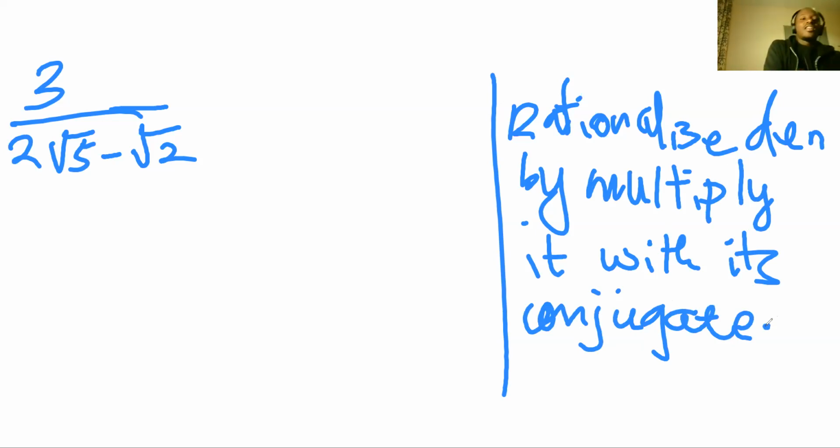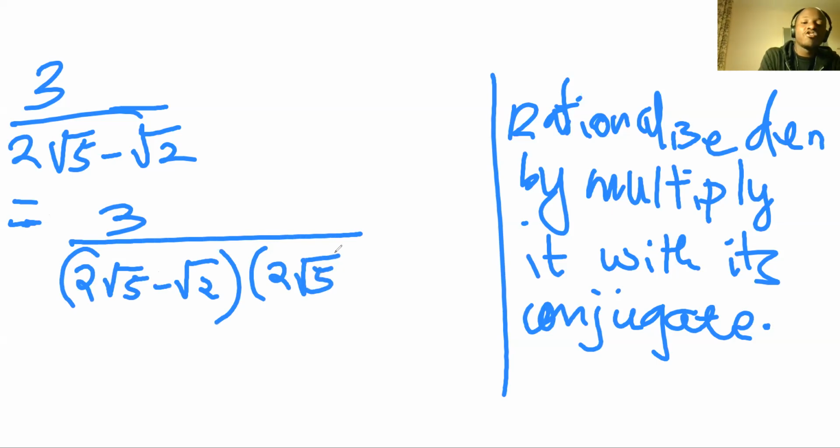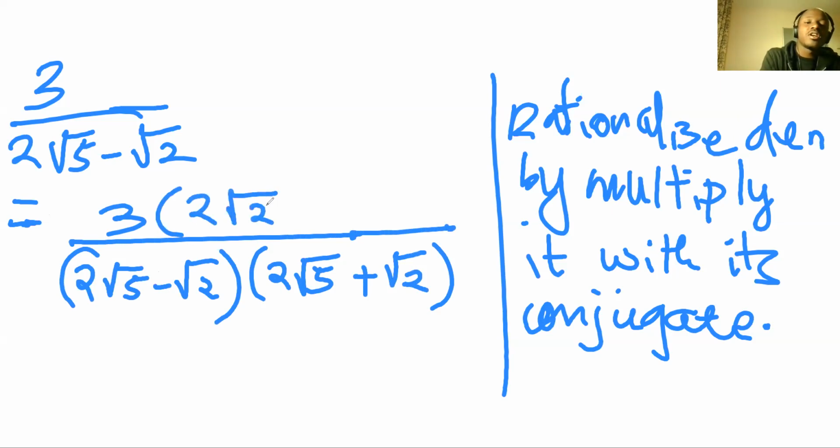In this case now, you multiply both the denominator and the numerator by the conjugate. Once you multiply anything in the denominator, you will also do it in the numerator. So this will be 3 over 2 root 5 minus root 2. Its conjugate is 2 root 5 plus root 2, you change the sign. Then times, you also do the same in the numerator, plus root 2. So you have the conjugate there.